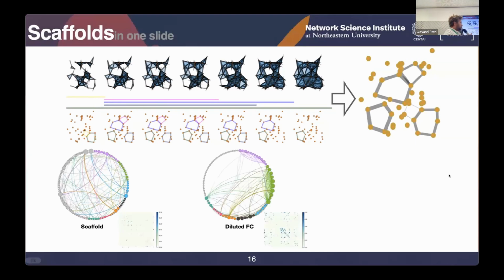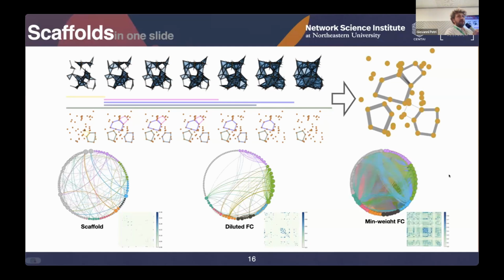If you threshold the original functional connectivity matrix, the correlation matrix, at the same density as this one, you end up with something that looks like this. I know it doesn't look like it should, but it does. If you instead pick the edge that has the minimum value in the original correlation matrix and threshold at that level, you end up with something that looks like this, okay? And even just by eye, you see that this is very different from this.